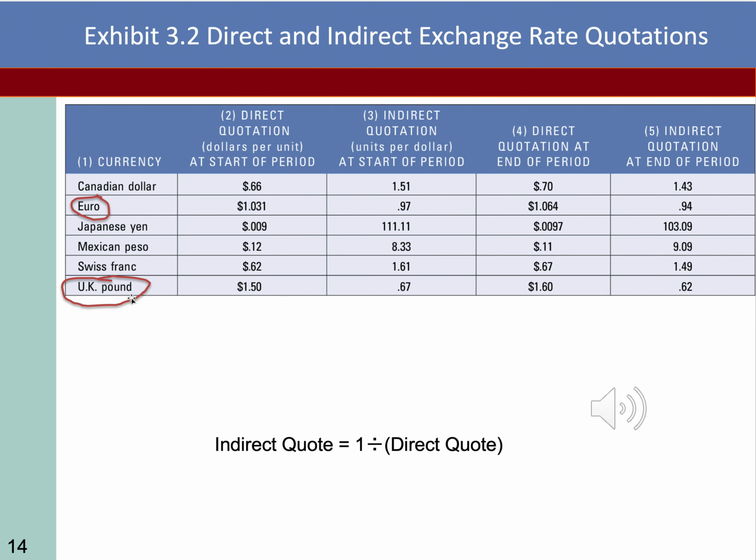Now let's look at UK pounds. 1.5 ended with 1.6, so it's also going up. Now, the direct quote is pretty straightforward. But on the other hand, if you're looking at the indirect quote, you find euro, the beginning price 0.97, and the ending dollar price is 0.94. The dollar price, as a matter of fact, this one shows you the ending price of the indirect quote, the price goes down, the euro goes down.